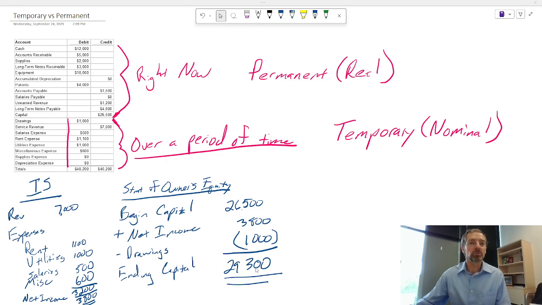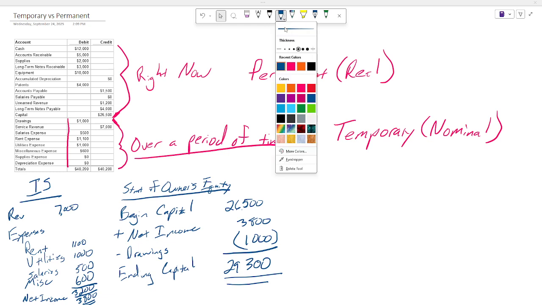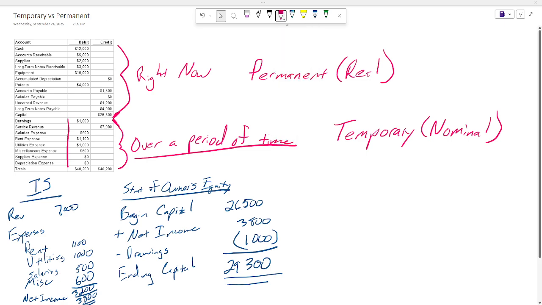All right, at this point, we need to look at the process of closing out the accounts so that we can get ready for next year. Now, why do we need to close accounts? Well, as an example, let's look at the revenue account. Right now, if I look at the T account here, it has a $7,000 credit balance.